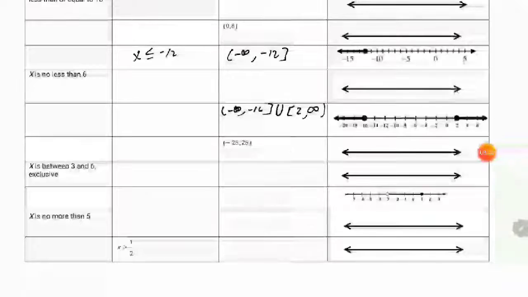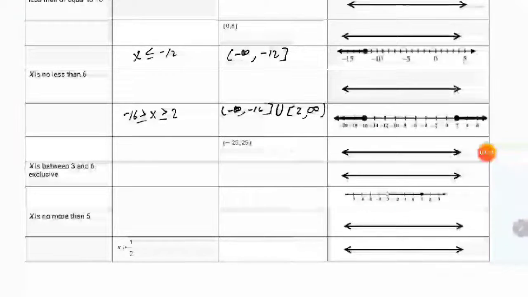This is the same thing as saying x is greater than or equal to 2. And at the same time, it is less than or equal to -16. That's how you write that one. How would you write it in words? I would say x is less than -16 or greater than 2.